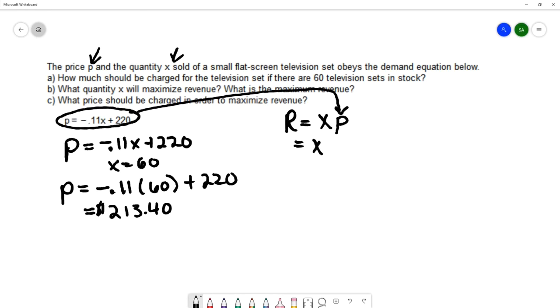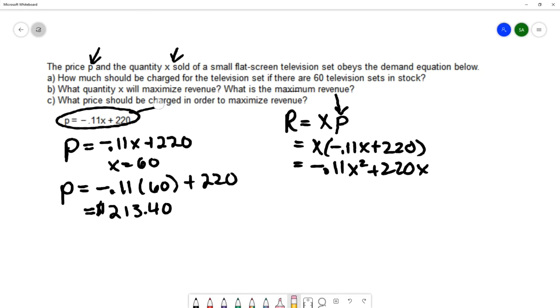So we have X times negative 0.11x plus 220, and that's negative 0.11x squared plus 220x. So now we have an equation that represents revenue, and now we want to answer this question: what quantity X will maximize the revenue? We have some theory to look at before we're able to answer this question. So here is the thought process that goes into this.